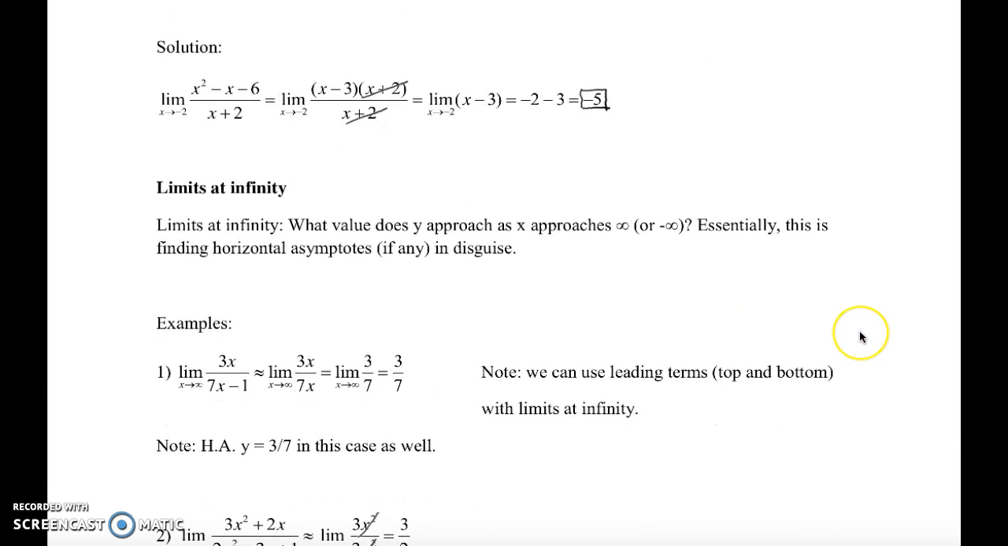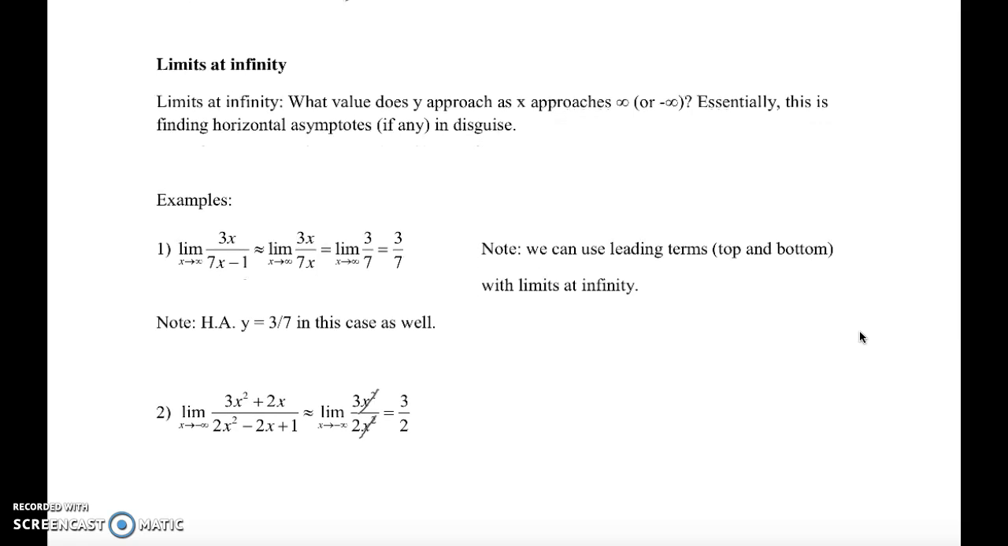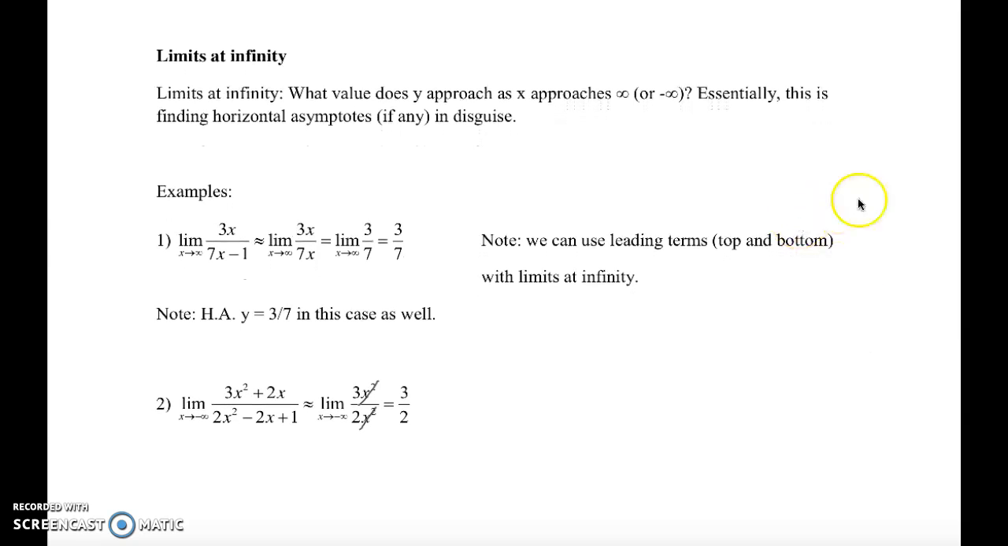All right. And then we can also have, rather than limits that approach a number, limits that approach infinity, which means either positive infinity or negative infinity. And this is really looking to see what happens as we approach the outer ends of this function. Does it go on forever? Does it have any horizontal asymptotes in disguise? Does it have anything that we can't see?